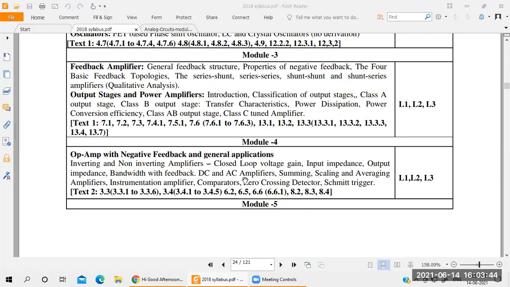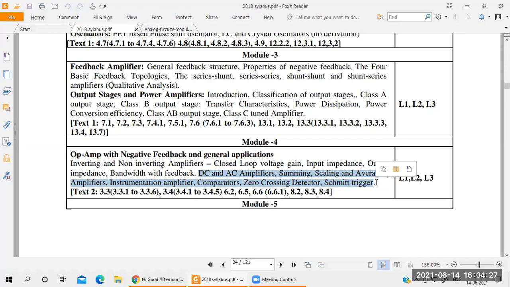When you come to these kinds of amplifiers, we can go for the closed loop gain, in terms of current and voltage, and the input resistance, output impedance, and bandwidth with feedback. Then DC and AC amplifiers, summing, scaling, averaging. Then instrumentation amplifier, comparators, zero crossing detector and Schmitt trigger. From DC to AC amplifier up to Schmitt trigger, these are general applications.